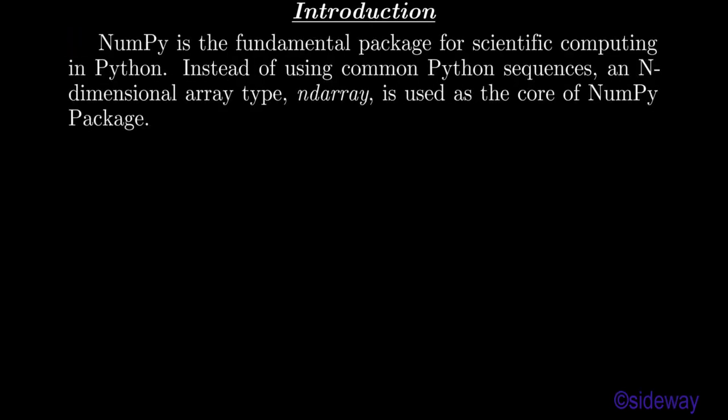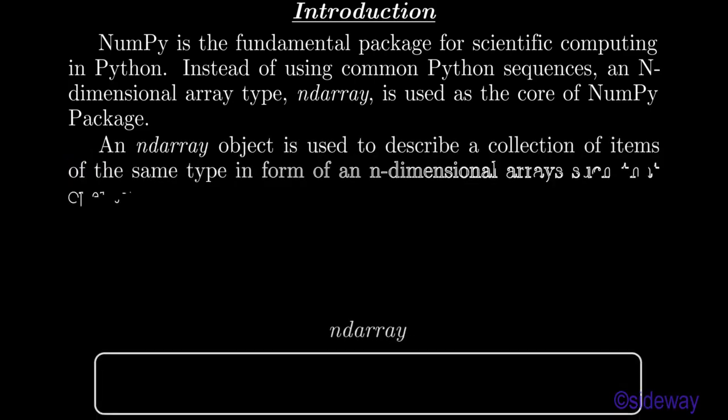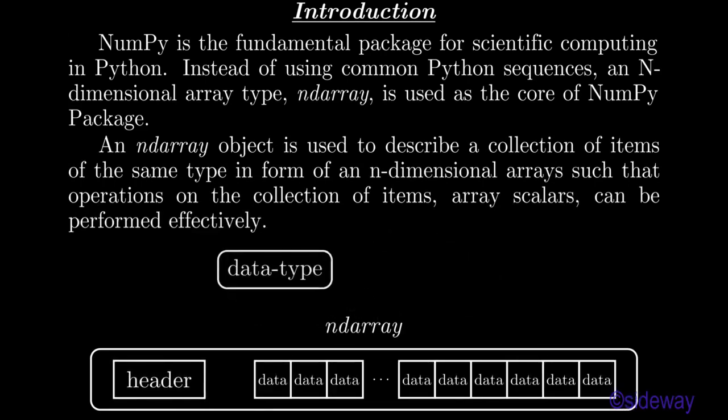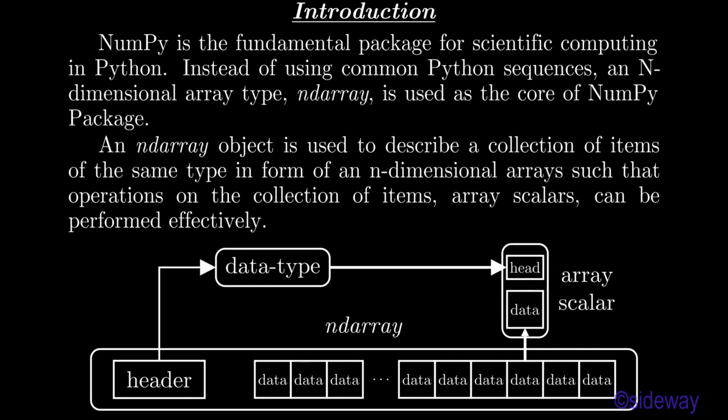Introduction. NumPy is the fundamental package for scientific computing in Python. Instead of using common Python sequences, an n-dimensional array type, ndarray, is used as the core of the NumPy package. An ndarray object is used to describe a collection of items of the same type, in the form of an n-dimensional array, such that operations on the collection of items, array scalars, can be performed effectively.